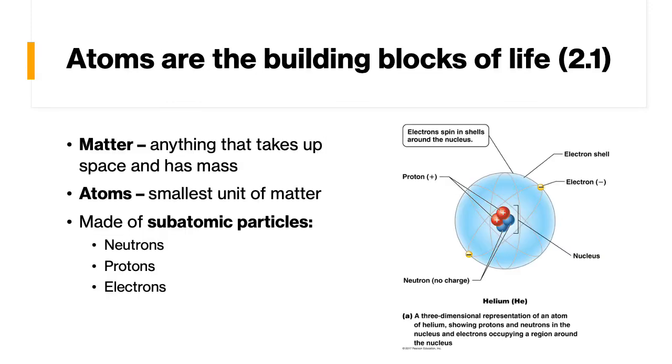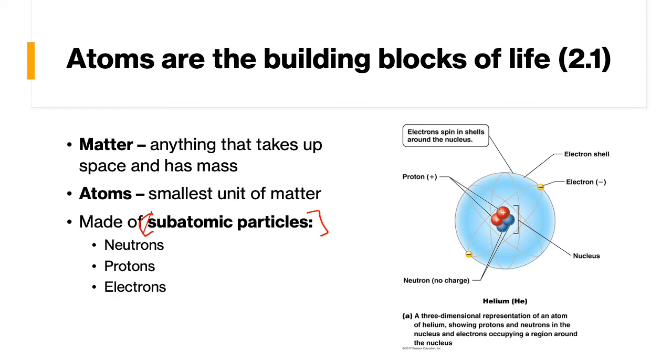So atoms are really tiny pieces of matter that truly are considered the building blocks for all life. And this is really where biology starts, at the atom level. Atoms are considered matter. Matter is anything that takes up space and has mass. And atoms are the smallest unit of matter that we know of today in science. Atoms themselves are made of smaller building blocks, and we call those building blocks subatomic particles, meaning that they are sub, or lower than atoms, so they're smaller than an atom.